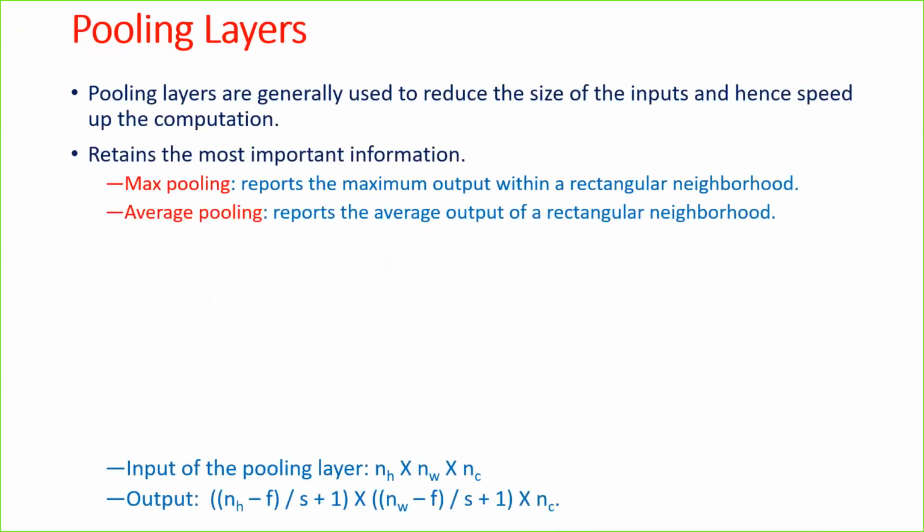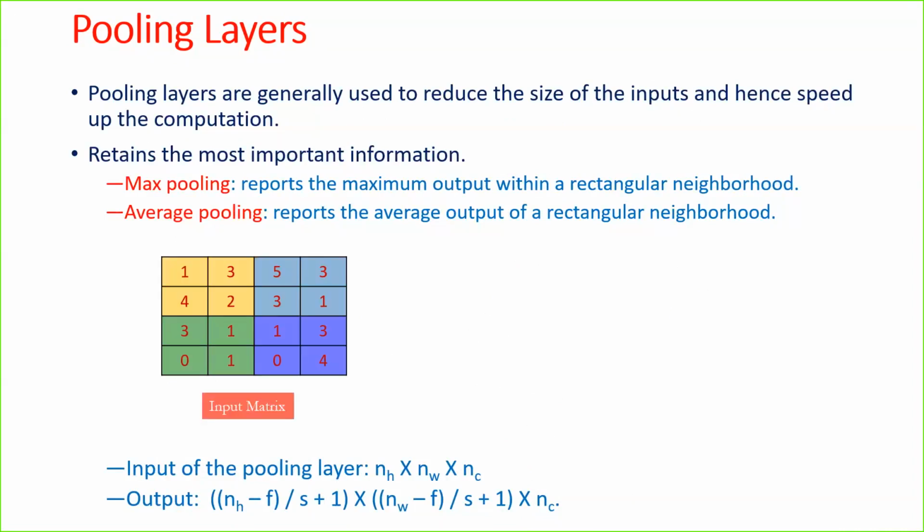The next one is the pooling layer. Pooling layers are generally used to reduce the size of the inputs, hence to speed up the computation. Therefore, it retains the most important information, right? There are two common choices, although there are various other variations: max pooling and average pooling. Let us see max pooling, then you will gradually understand average pooling. So this is the input image. Suppose we apply a 2x2 filter and max pooling operation, a 2x2 filter with a stride of 2.